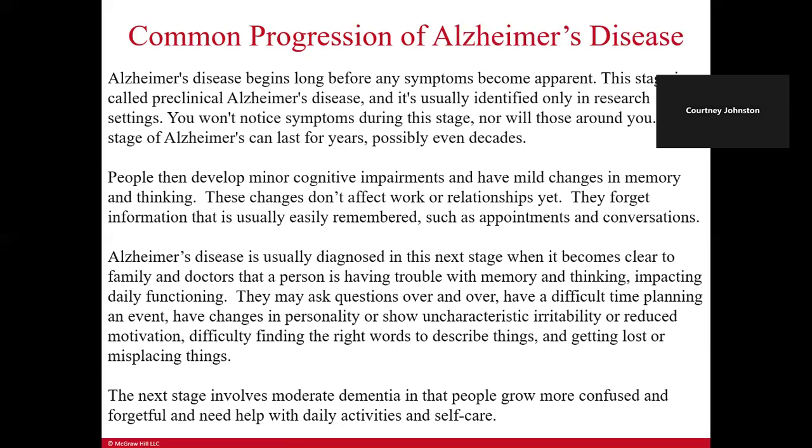And then it's usually diagnosed in the next stage, when it becomes clear to family, doctors, somebody, that someone is having trouble with memory and thinking, which is impacting their daily functioning. Maybe they're asking questions over and over, they're having a hard time planning things, their personality shifts, or they're uncharacteristically irritable, have reduced motivation, have a hard time finding the right words, or are getting lost and misplacing things. That is outside of the ordinary, and that's usually the point at which it is diagnosed. The next stage involves moderate dementia, and people start to get more confused and forgetful, and that's when they need help to complete their daily tasks.